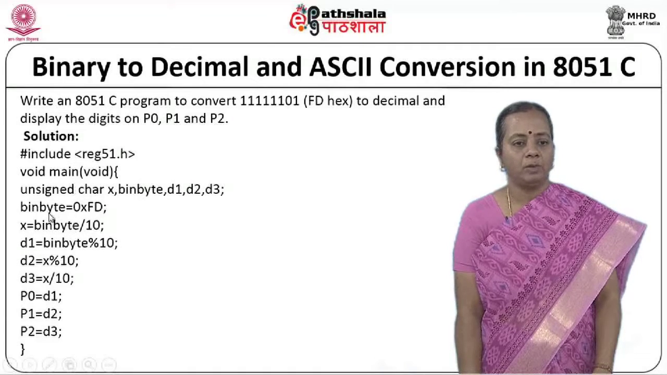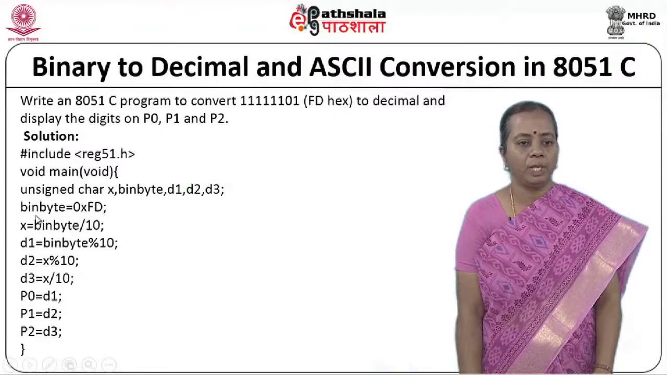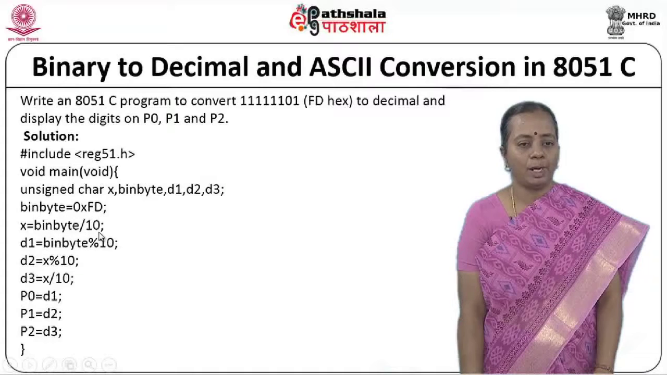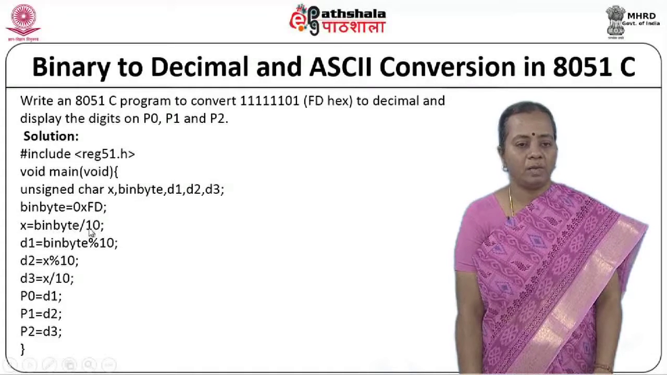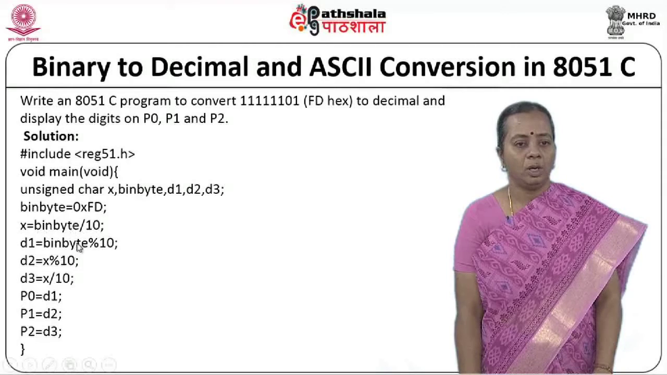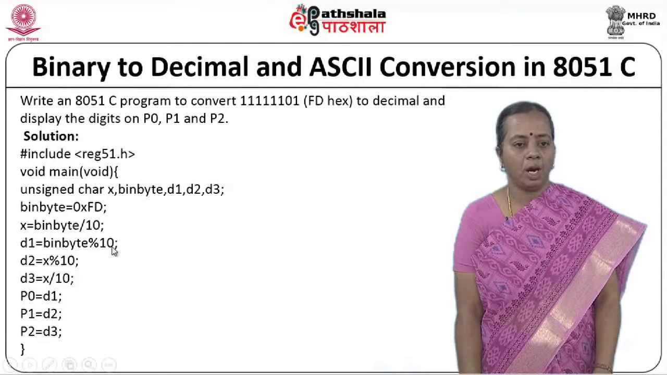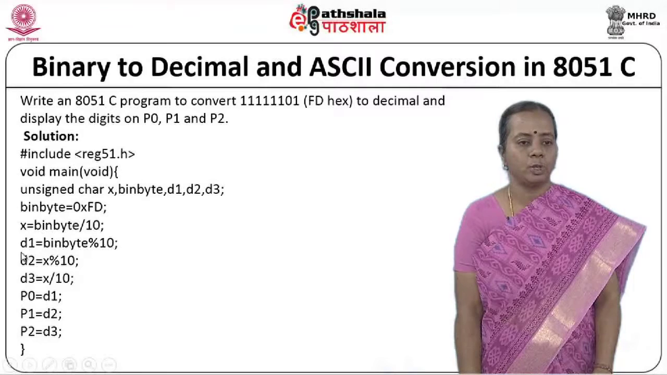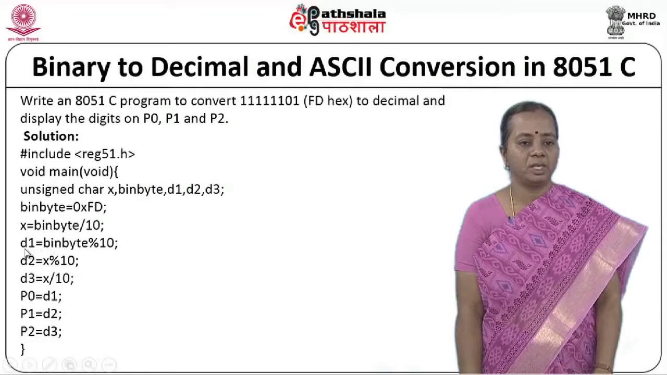Now we will be looking at 0xFD given as the input to bin byte. Then bin byte is divided by 10. Because we are dividing by 10, only the quotient is moved towards x. If I do bin byte mod 10, the remainder is pushed towards D1, so the first digit is taken at D1. After that, whatever value is already divided, x is again taken mod 10, so that the second digit is also taken.